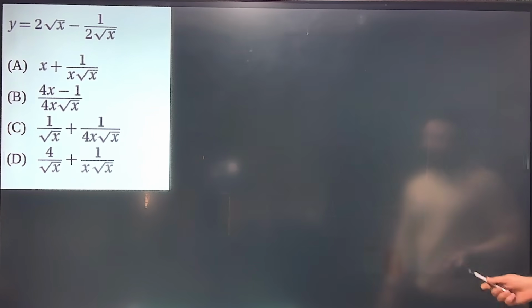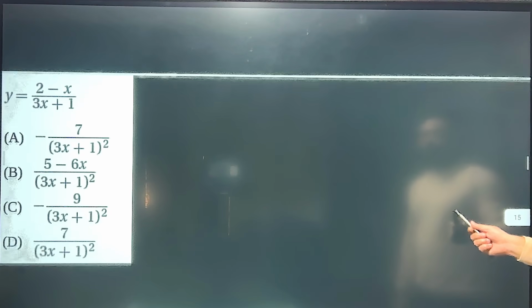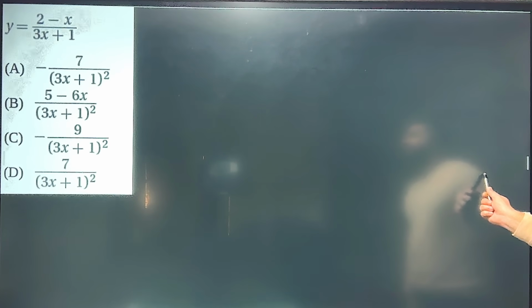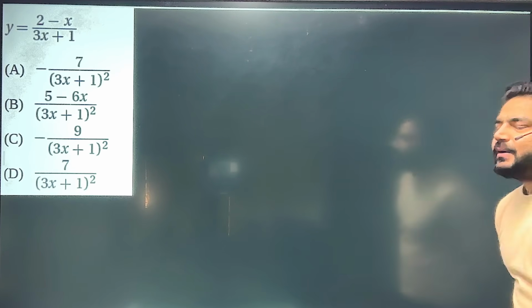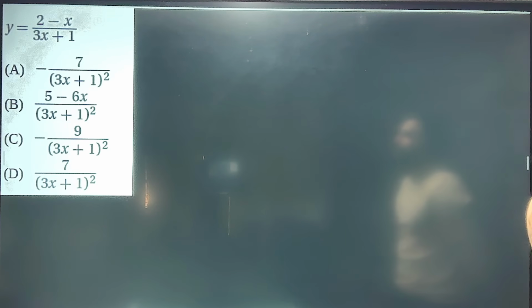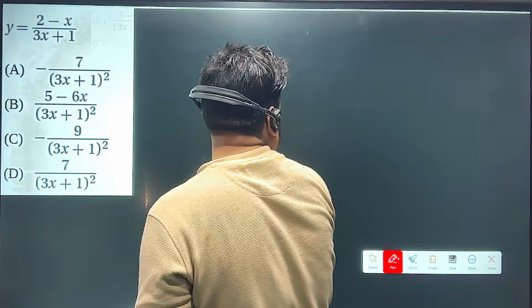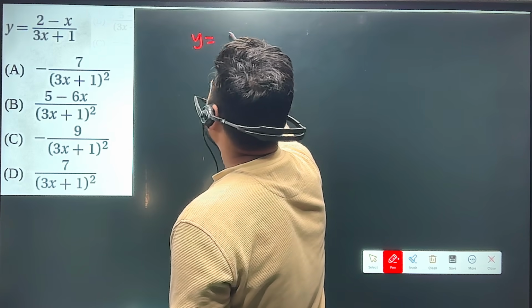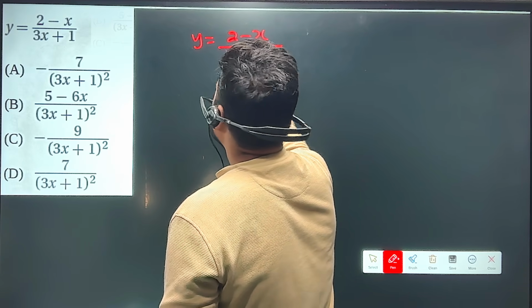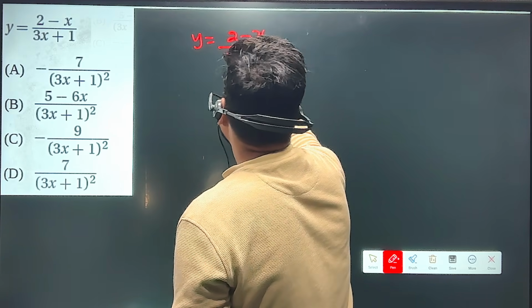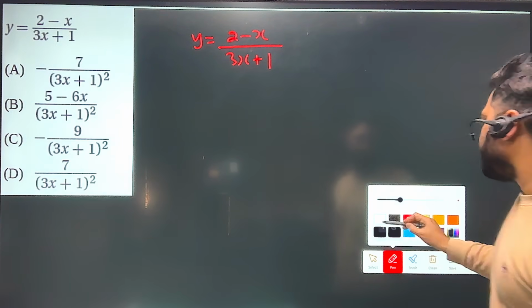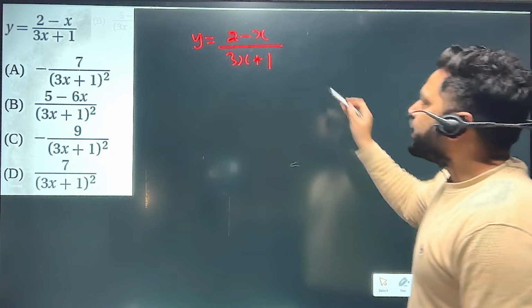Okay, moving on, next question. The next question is y is equal to 2 minus x divided by 3x plus 1. How to solve this question? Again we have to apply the basic formula, and you can solve this question. Let me tell you how to solve this question. The question is y is equal to 2 minus x upon 3x plus 1. Again apply the basic formula, and we can easily solve this question.